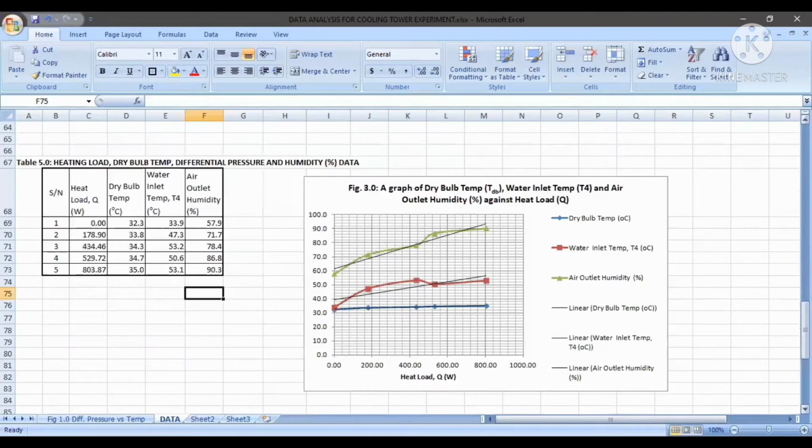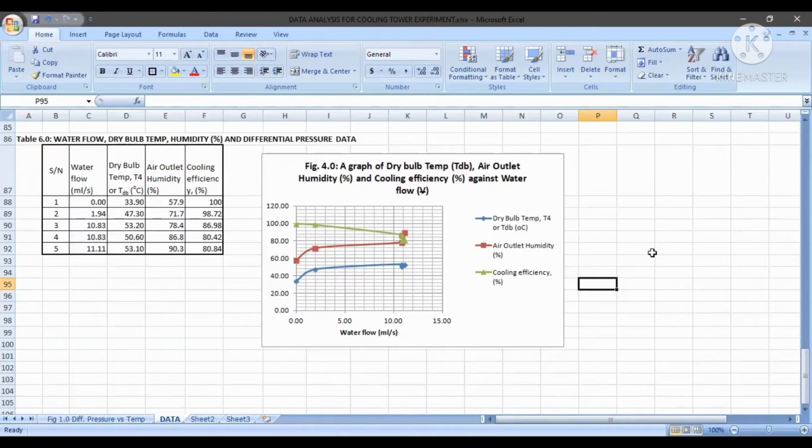The next is figure 3.0, which is a graph of dry bulb temperature, water inlet temperature, and air outlet humidity against the heat load. What we have here is positive slopes. We have positive slopes in the 3 parameters that is being analyzed against heat load.